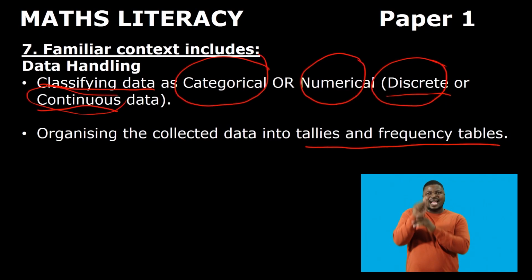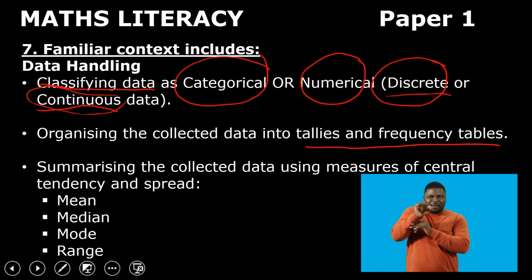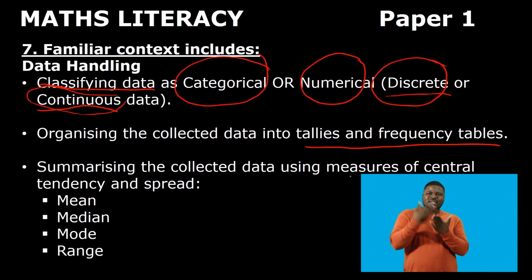Organizing the collected data into tallies and frequency tables, that will be your next content, and then summarizing the collected data by using measures of central tendency and spread, where it will be the mean, the median, the mode, and the range. Please make sure that you know the difference so that you don't confuse yourself.